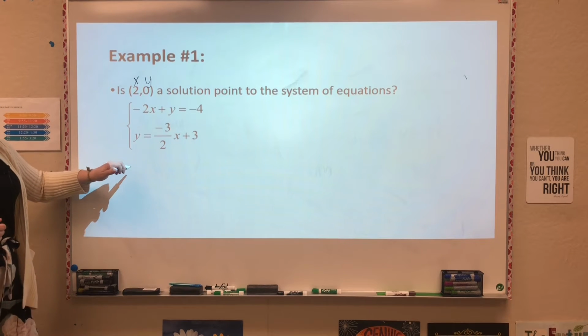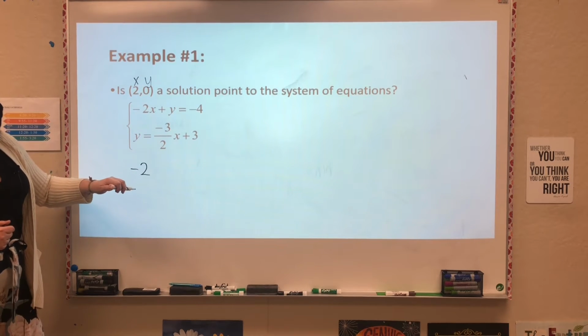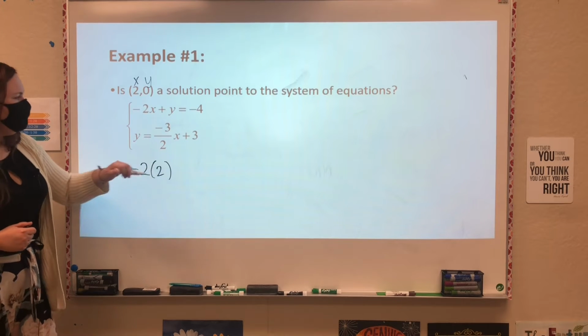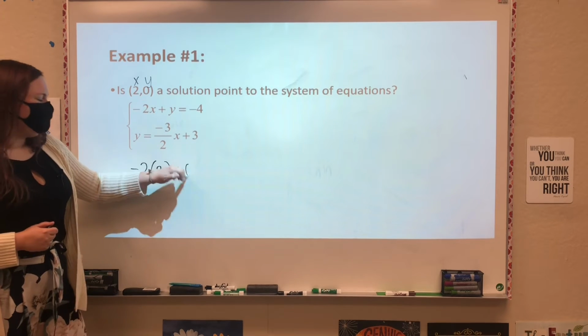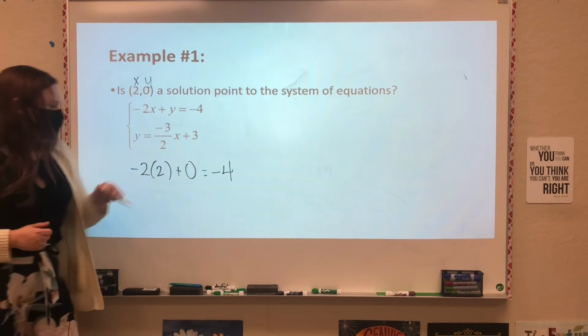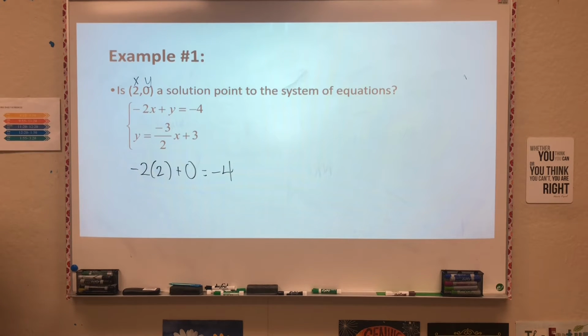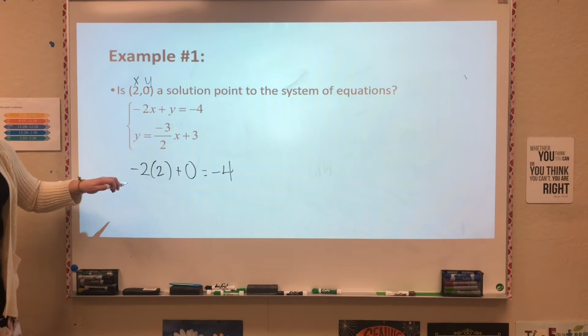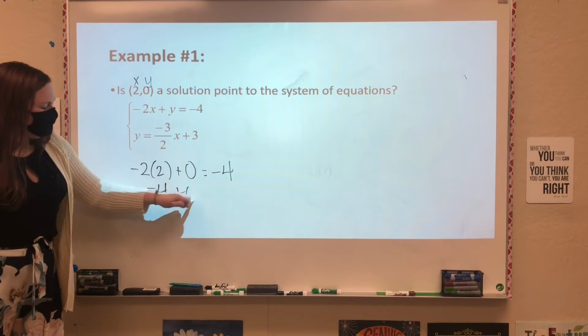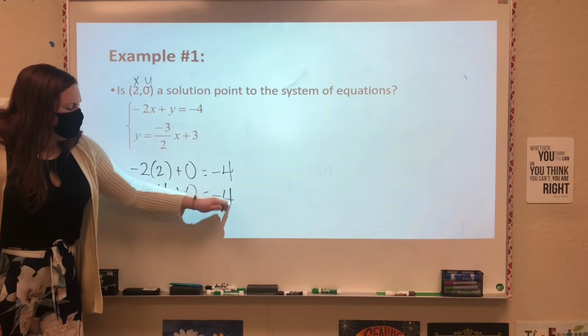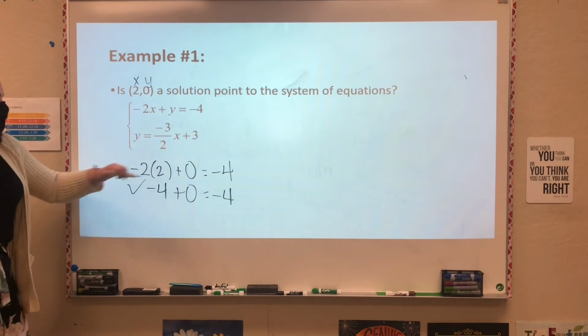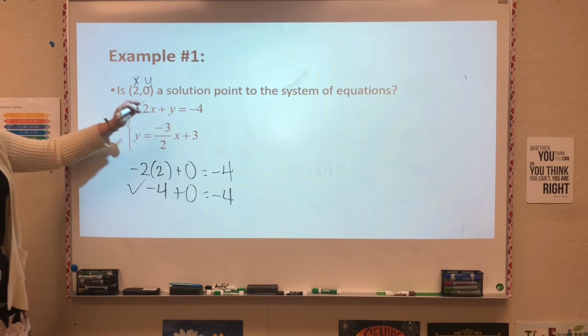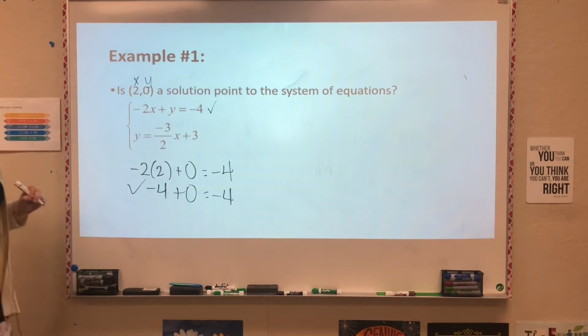You could do -2 times 2 plus 0 equals -4. Love it. And then same as earlier, we're checking to see is that true. What would that give me? The -4 plus 0 equals -4, which is true. Which is true. So we've got this point here is a solution point for that equation.